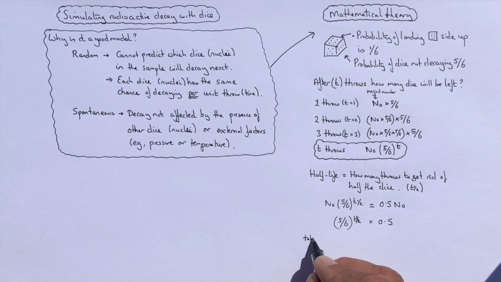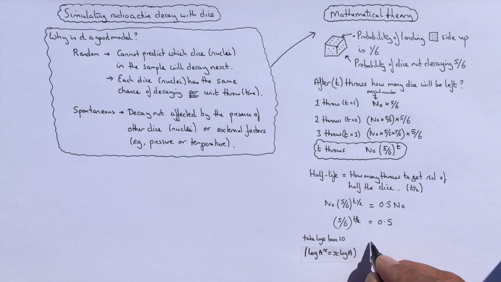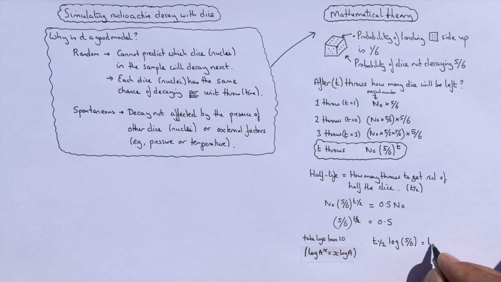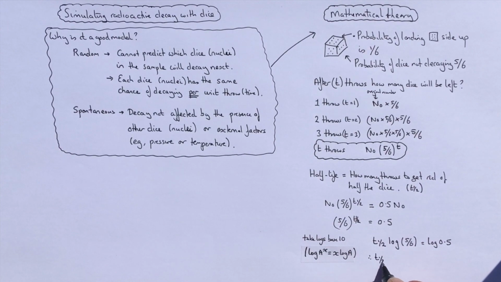Now we can take logs to the base 10. Remember, log a to the x is x log a. So taking logs of the above equation, we get t to the half log 5 over 6 is equal to the log of 0.5. This gives the number of throws to get rid of half the dice, t to the half, equal to log of 0.5 divided by the log of 5 over 6, which is equal to 3.8 throws.